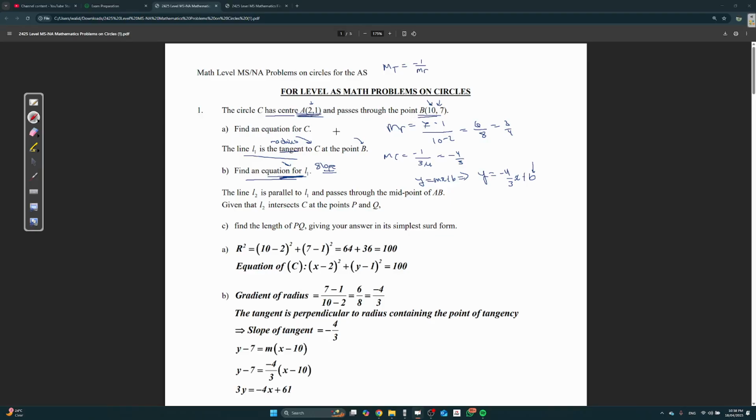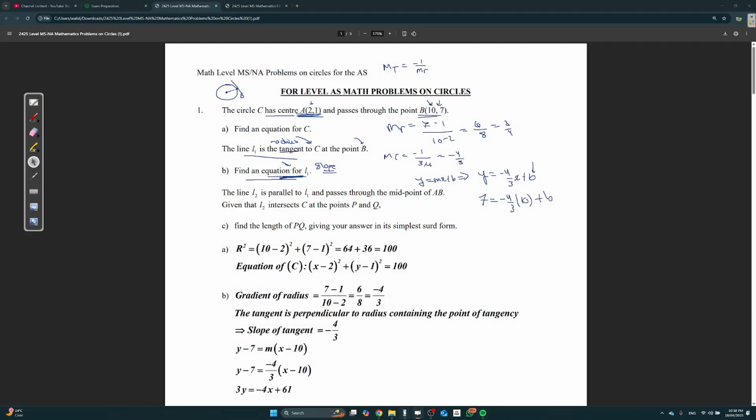If you plug in A, you're going to get the wrong answer, because remember, A isn't on the tangent. A is the center of the circle. It's connected to point B, which is part of the tangent, as you can see. So you plug in point B. Point B is (10, 7), so 7 is equal to -4/3 times 10 plus b.